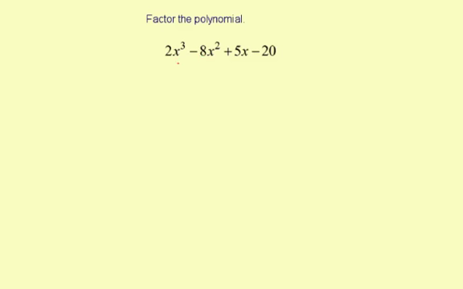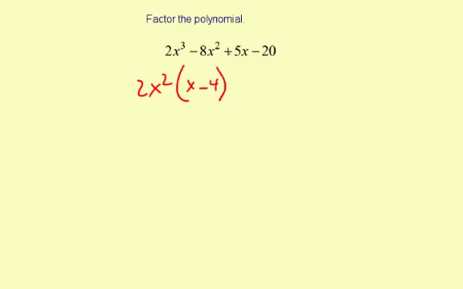Let's try and take a common factor out of these first two terms. The 2's in common, so that comes out. And x to the third and x squared, there's an x squared in common. So we'll put what's left in parentheses. 2x squared times what makes 2x to the third? That's an x. And then 2x squared times what makes negative 8x squared? That's a negative 4.